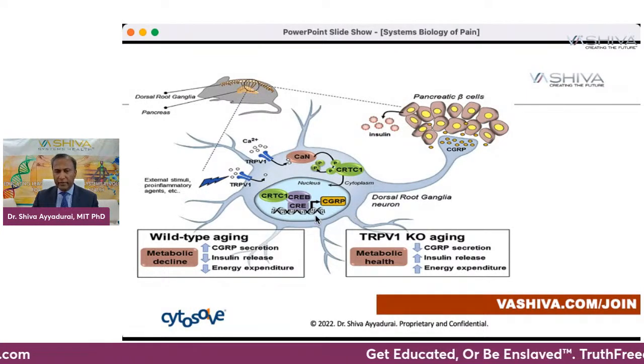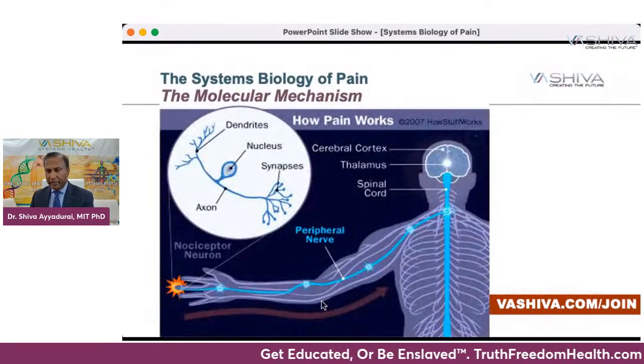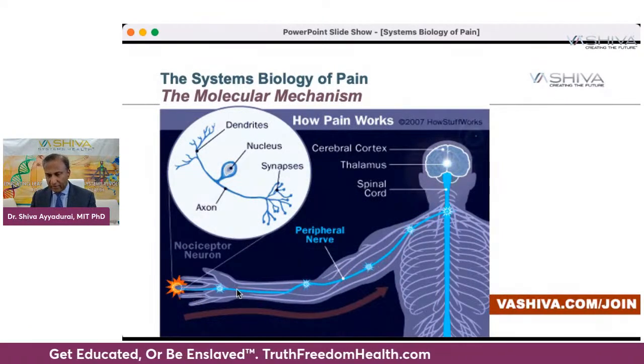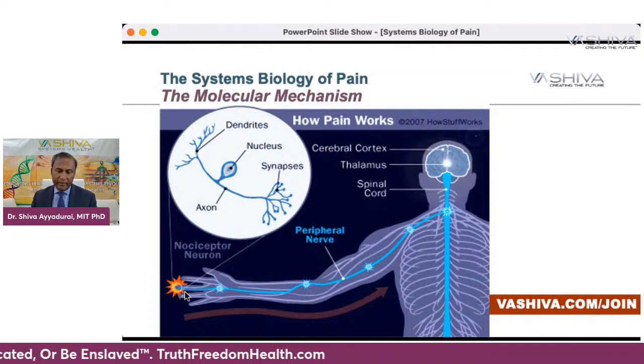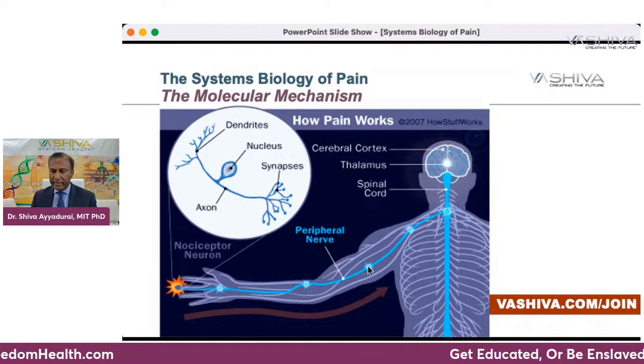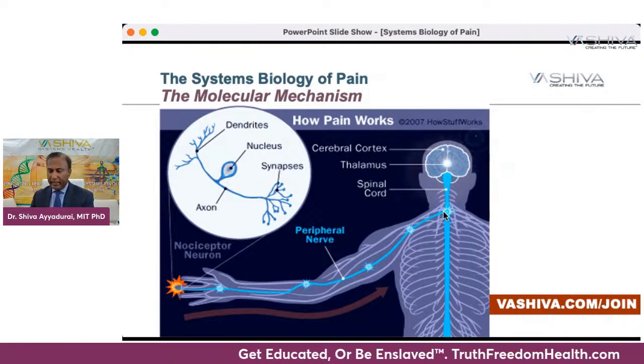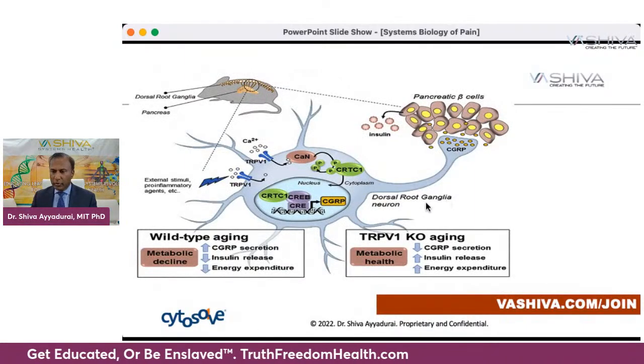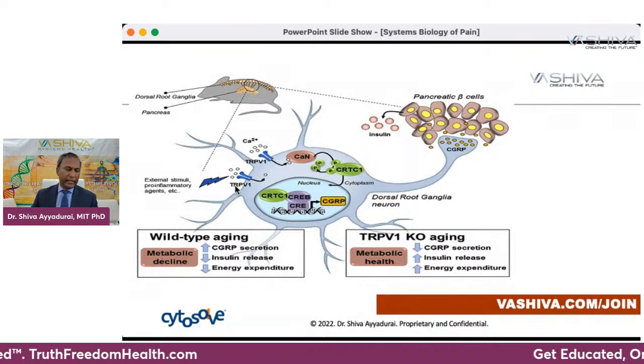When you feel that pain, you don't feel the pain yet. The pain has not been felt, but the cutting here sends a signal up to the back of your spine. There you have these other neurons called the dorsal root ganglia neurons. So this is one of those neurons, and we're looking at the molecular level.